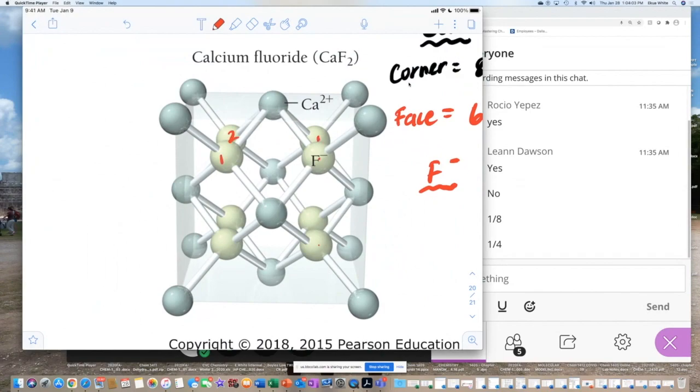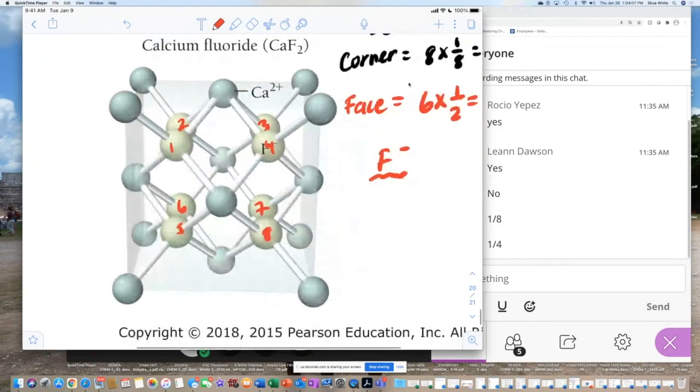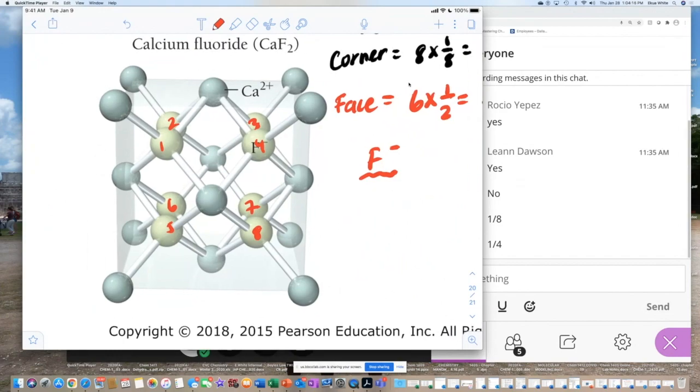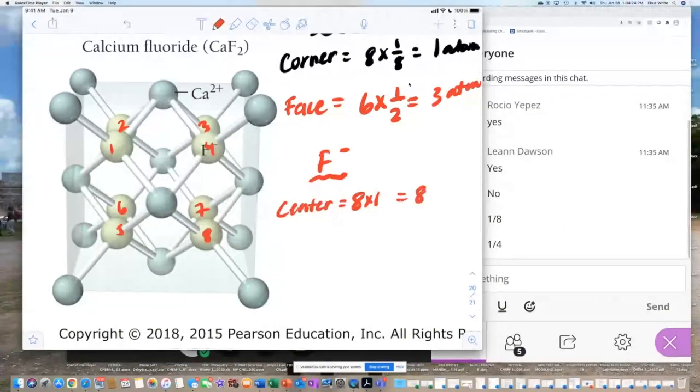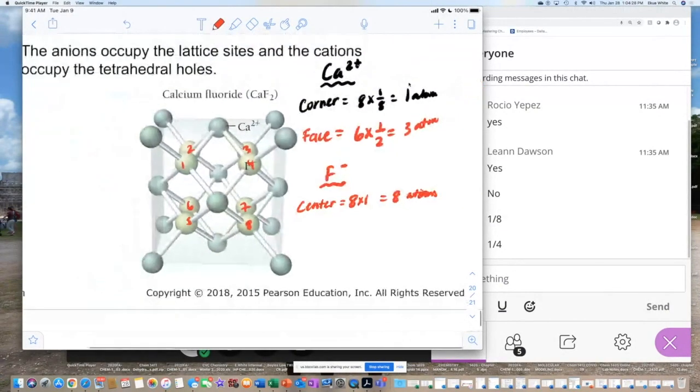1, 2, 3, 4, 5, 6, 7, 8. Right. They're within the cubic cell, not outside. They're not on any of the walls or any of that stuff. So we have, I just call them center, but they're within it, right? I saw 8 times 1, so we end up with 8 atoms, ions, whatever.